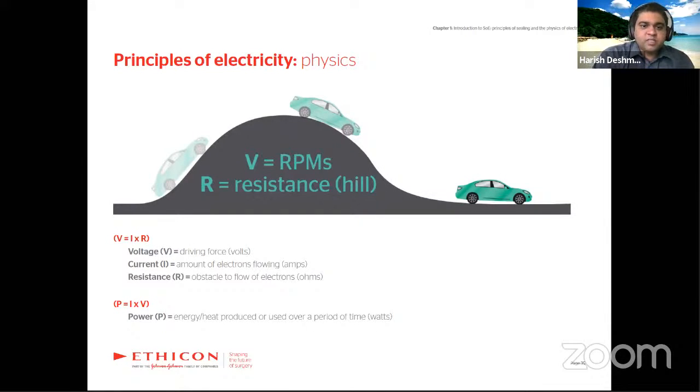So V is nothing but voltage, I is basically your current, and R is resistance. Why this picture plays a very important role is that we spoke about current always taking the least resistance path. If you think of V as a driving force, like driving a car, the current is the amount of current flowing. This is the power of the accelerator you are putting in, and resistance is the obstacle.